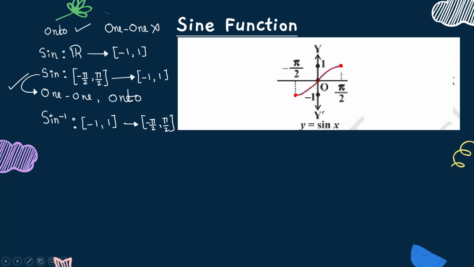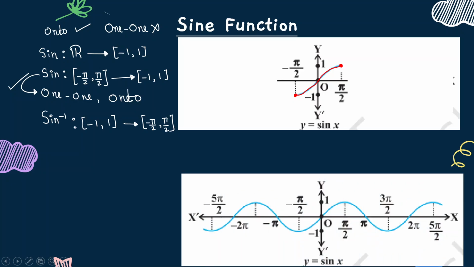What do we see over here? We see that to make the function bijective, we need to restrict our domain. The one question that arises in a student's mind is, sir, you only consider minus pi by 2 to pi by 2. You might consider something else. Will it work? The answer is yes.